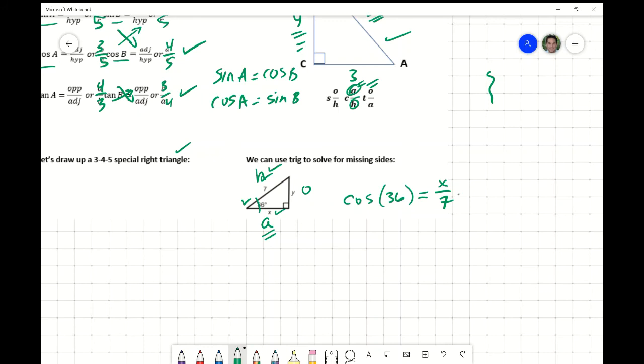All right, here we go. One-step algebra to solve. Let's multiply both sides by 7. And so that means that x is going to be equal to 7 times cosine 36.